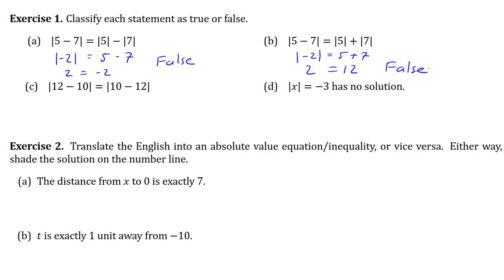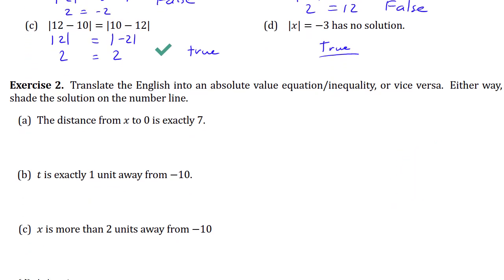Over here, 12 minus 10 inside the absolute value is 2. Absolute value of 2 is just 2. Over here, we've got the absolute value of negative 2, which is 2. So that one works. Over here, let's see, the absolute value of x equals negative 3. That is true. That has no solution, because the absolute value of x is always positive, so it can't be negative 3 no matter what x is.